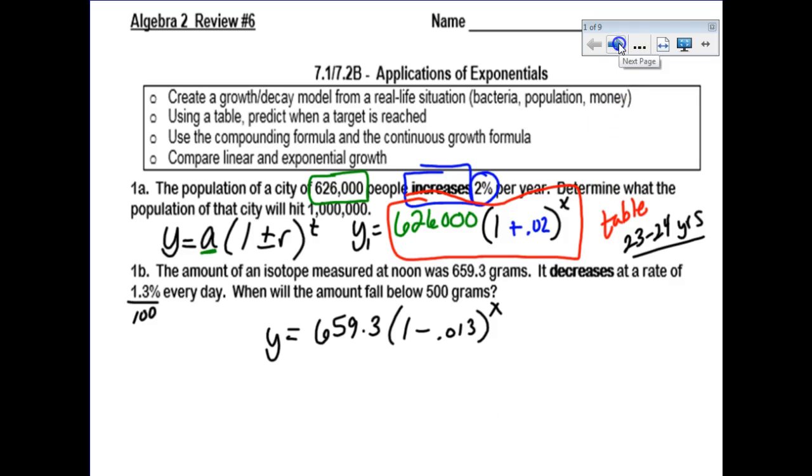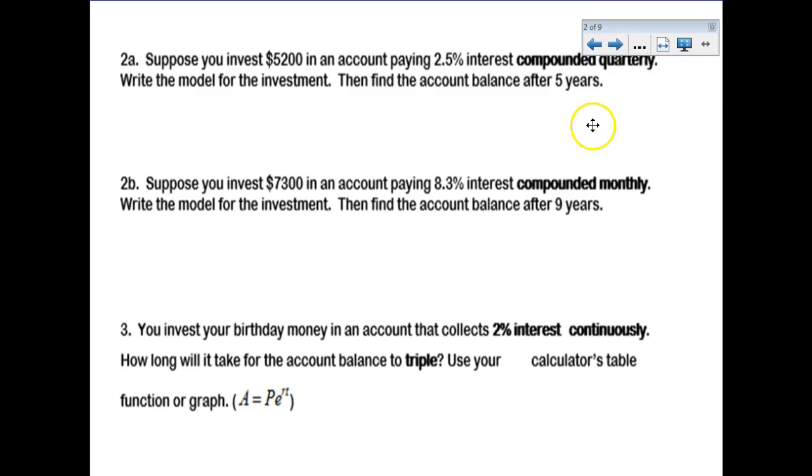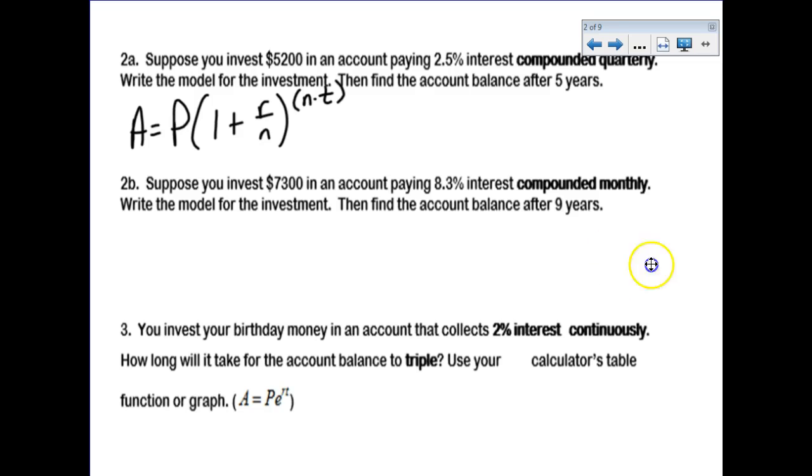Okay, now we're moving on to number 2. Number 2, you're going to be given this formula to use. You just have to know how to use it. Last time we tested this, some of you had a real tough time figuring out what the n was versus what the t was, and you were confusing them. So can someone talk to me about what n represents? It's the number of times that you collect interest.